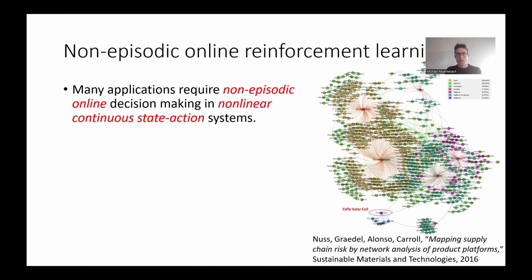Our work is motivated by the fact that many applications require non-episodic online decision-making in nonlinear continuous state action systems. A typical example is shown on the right. It's a supply chain for a certain type of solar cells. It's an example where we want to develop decision-making strategies to drive up performance in a continuous manner, and we're not allowed to reset the state of the supply chain at any point in time.